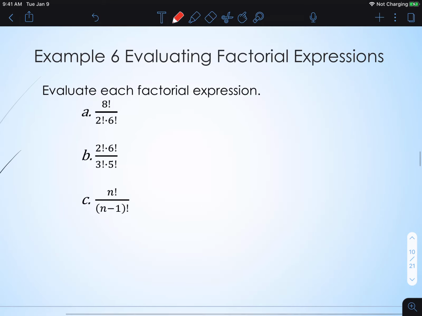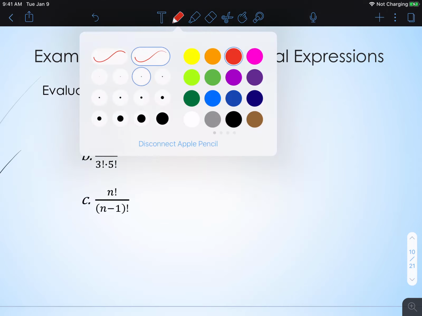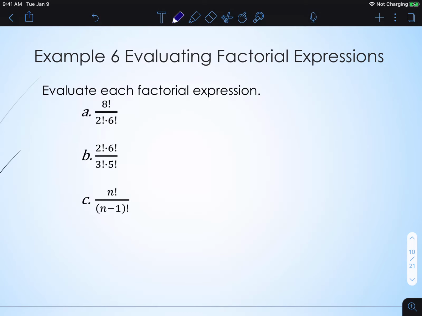Example 6, let's evaluate some factorial expressions. So there's a few tricks that we want to teach you here, and it goes like this. Look at 8 factorial divided by 2 factorial times 6 factorial. Well, here's what I want you to understand. That this guy right here on top is the same as saying 8 times 7 times 6 factorial.